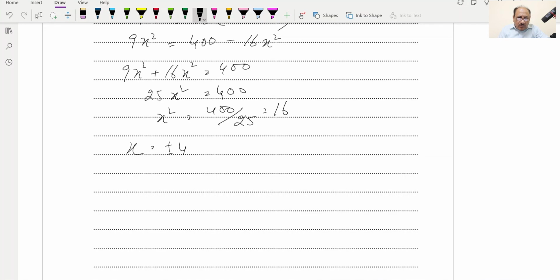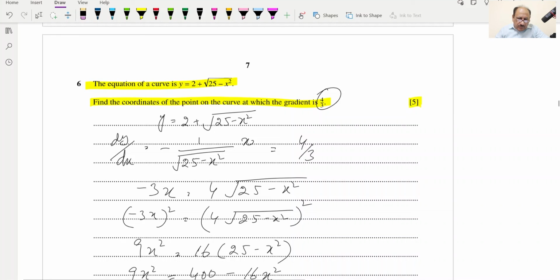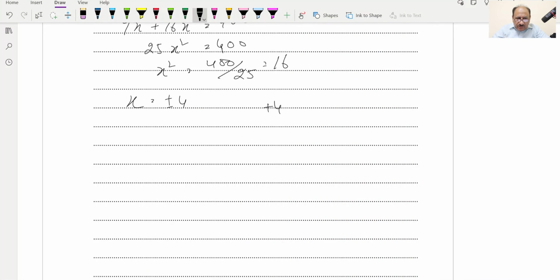And now we can check, if it is a positive value, if it is plus 4, this will result in a negative value. So negative value, and we know that the gradient is positive, so we cannot take plus 4. So we write plus 4 is not an answer, as it gives a negative gradient. Negative gradient, I would write properly.